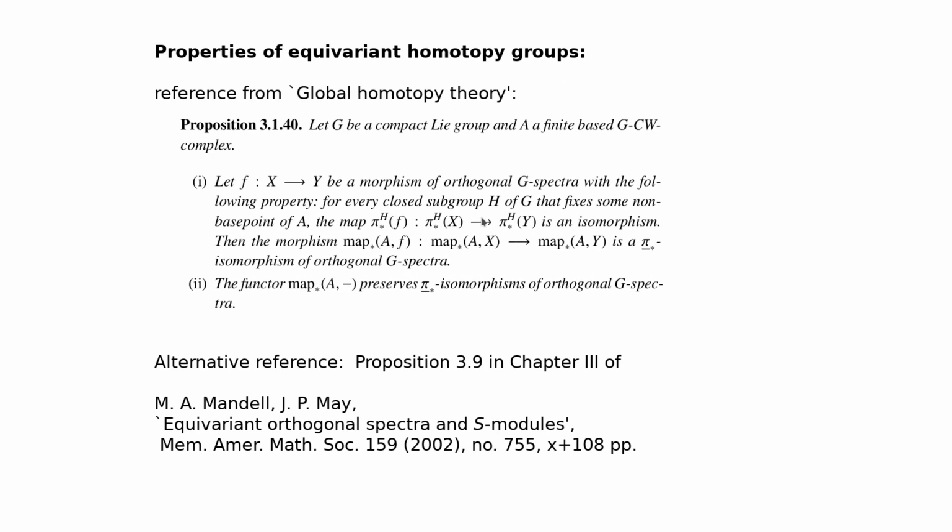If you have a finite based G-CW complex, so with finitely many equivariant cells, or equivalently a G-CW complex whose underlying space is compact, then you can also level-wise take mapping spaces out of it, and that will preserve equivariant homotopy group isomorphisms between orthogonal G spectra.